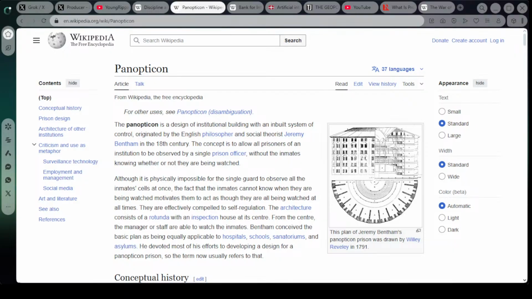The Panopticon is a design of institutional building with an inbuilt system of control, originated by the English philosopher and social theorist Jeremy Bentham in the 18th century. The concept is to allow all prisoners of an institution to be observed by a single prison officer without the inmates knowing whether or not they are being watched.